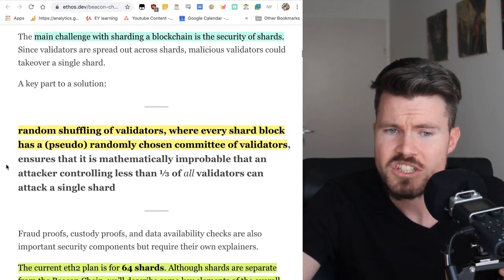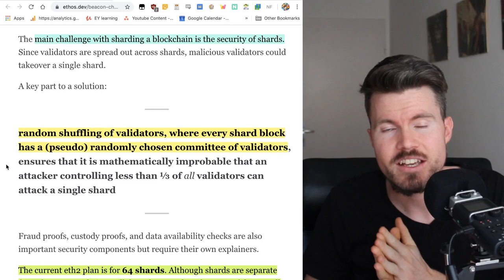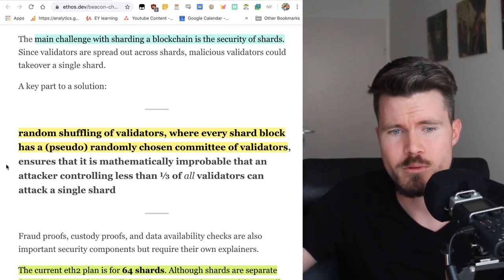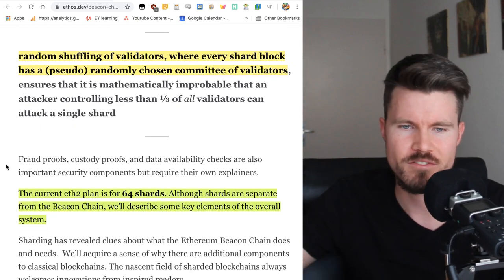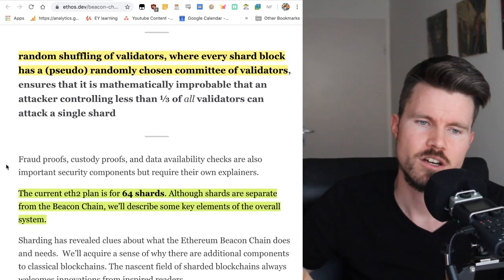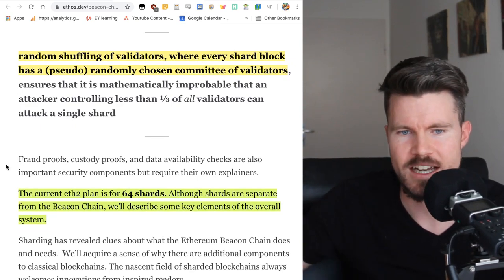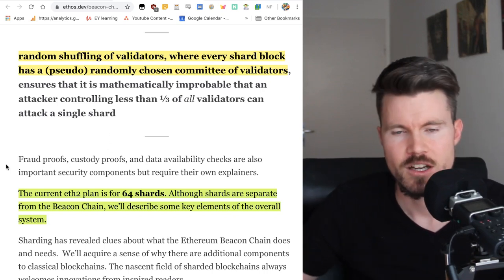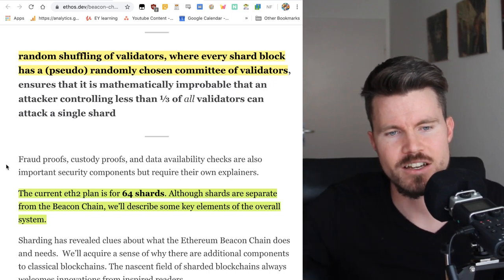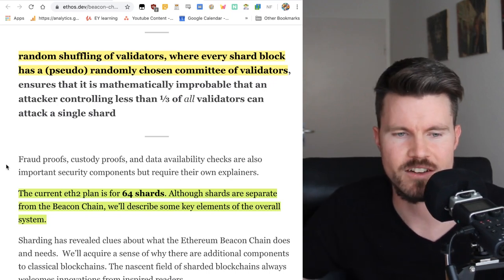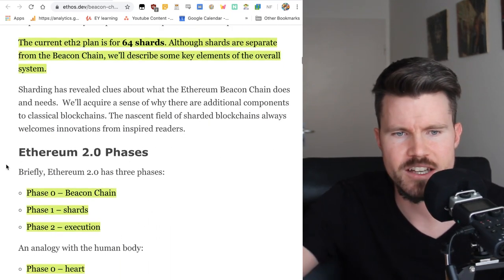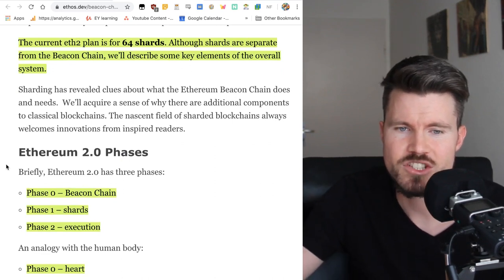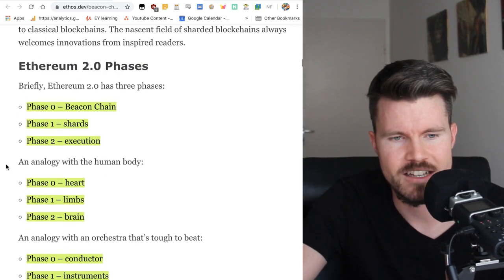There is one challenge with sharding on the blockchain, and that is mainly security. This is going to be handled by random shuffling of the validators, where every shard block has a pseudo-randomly chosen committee of validators, making sure that the security is a lot higher and reducing possible attack vectors. So the current plan for ETH 2 is 64 shards. All those shards are separate from the beacon chain. They will be described later on in the video.